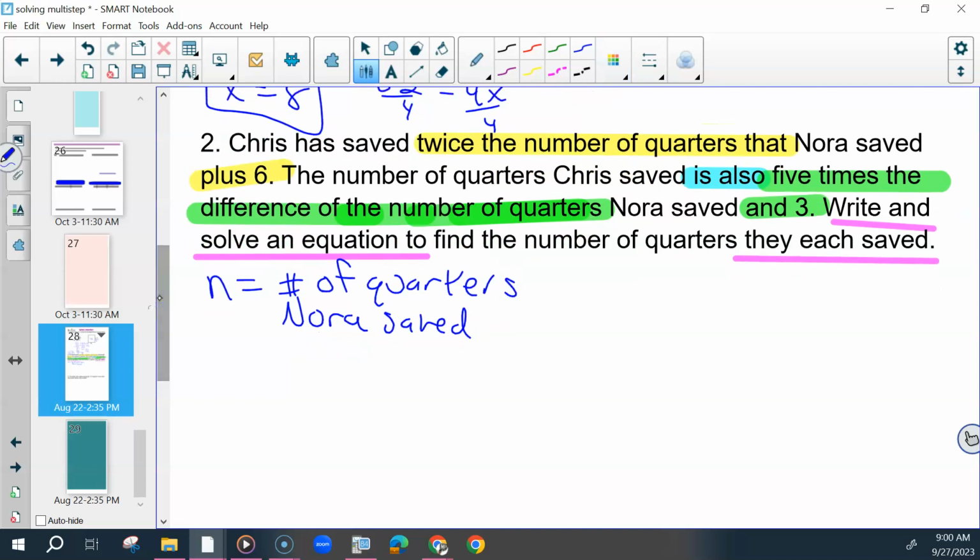Right. And then how would we write twice the number of quarters that Nora saved plus 6? Two times, in my case, n plus 6. Is also, how would we write that? To show that this works, but also this works. It's the same as, what symbol would we use there?